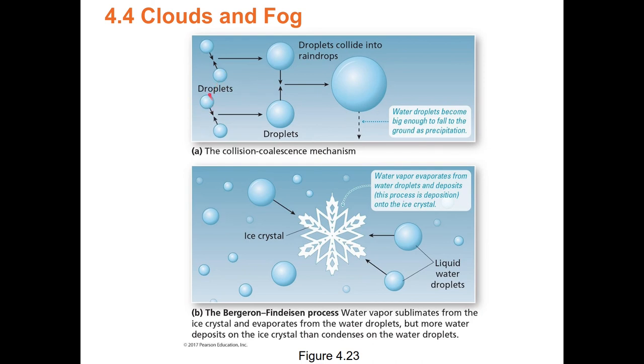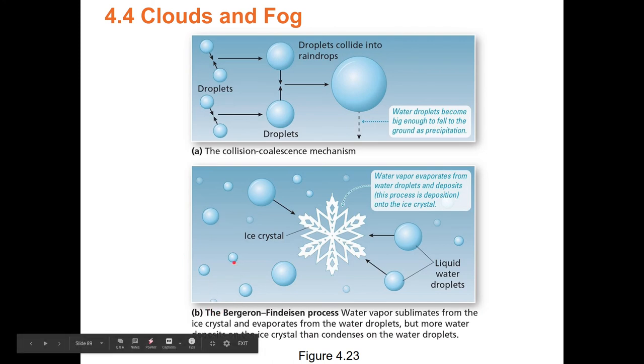With the collision coalescence mechanism, the droplets just bump into each other to make bigger droplets. The bigger droplets bump into each other until they make drops that fall. That's it. That's what happens inside tropical clouds, inside clouds where the temperature is above freezing. Once the temperature is below freezing inside the cloud, you'll have droplets of water and ice crystals.